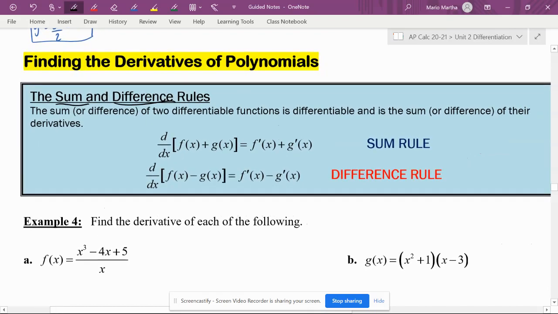So the sum or difference of two differentiable functions is differentiable and is the sum of or difference of their derivatives. So again, if you take the derivative of f of x plus g of x, it is the same as their separate derivatives, that's the sum. And pretty much the same thing for the difference rule, just the signs change.